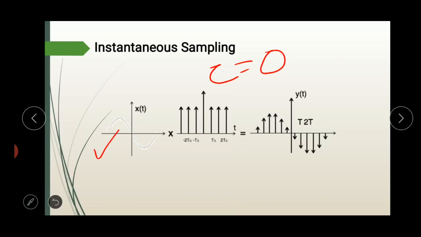When we multiply the modulating signal with this impulse signal having pulse width 0, at the output we get our instantaneous samples, where the pulse width value is 0. This type of sampling is considered ideal sampling, and to generate the ideal sample train we use a switching sampler. As the pulse width is 0, this type of sampling is practically not possible.